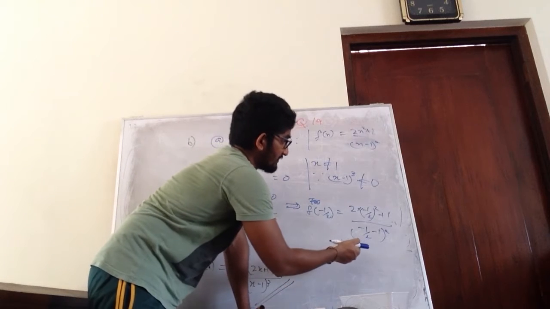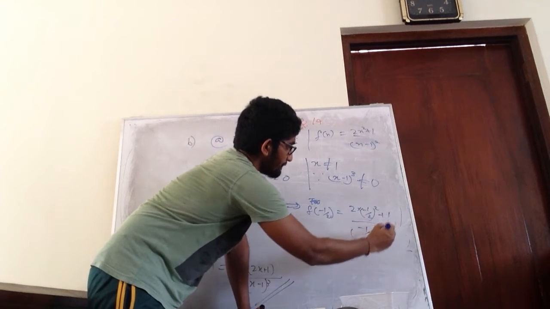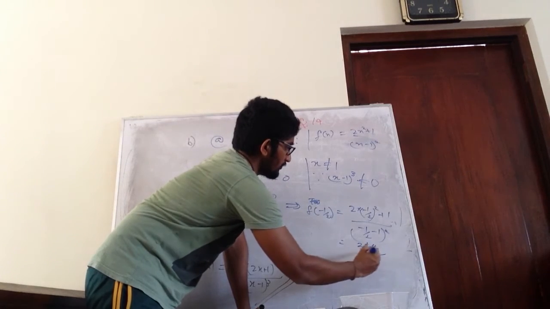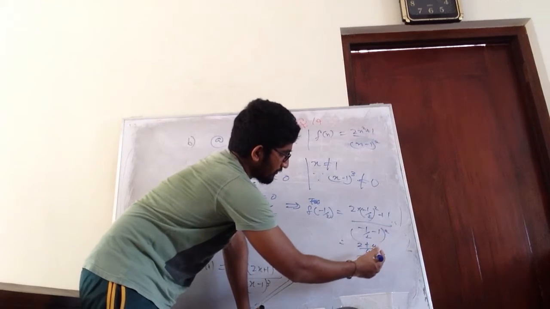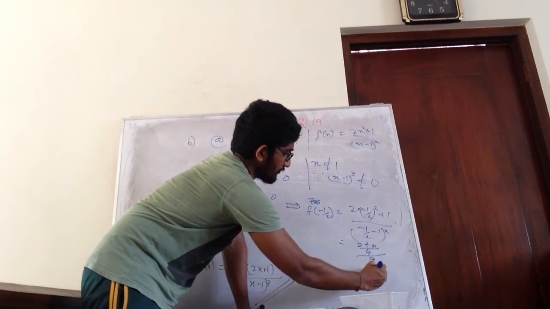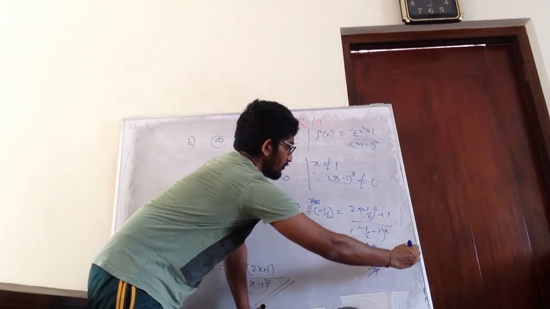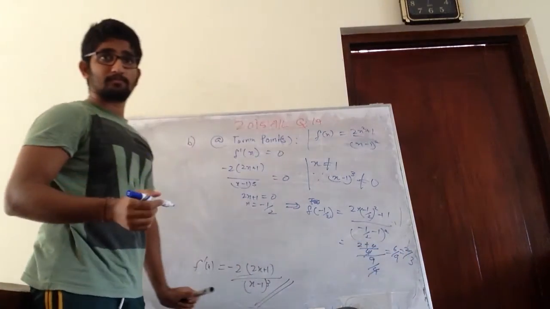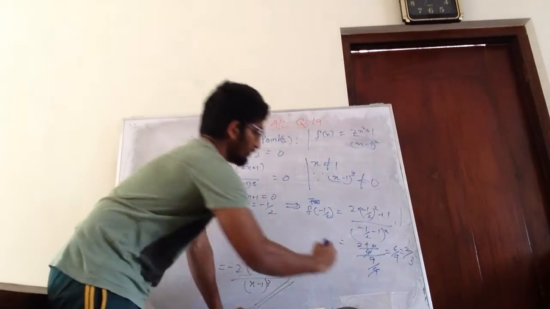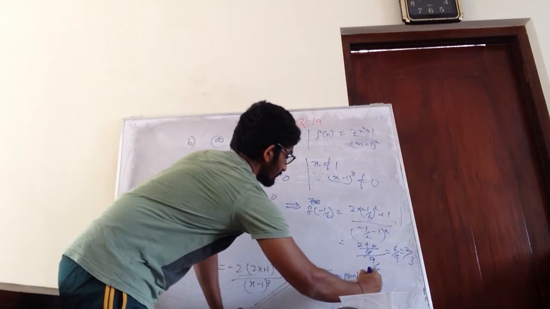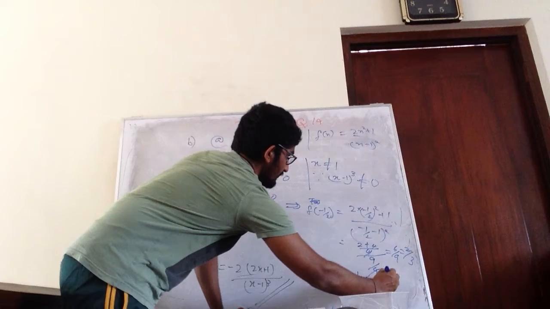So 1 and 2 cancel off. But let's keep this and make this 4 over 4, which is going to be minus 3, that is going to be 9 over 4. That is going to be 6 over 9, that is 2 over 3. Right, now the turning point is what? Minus half, 2 over 3.